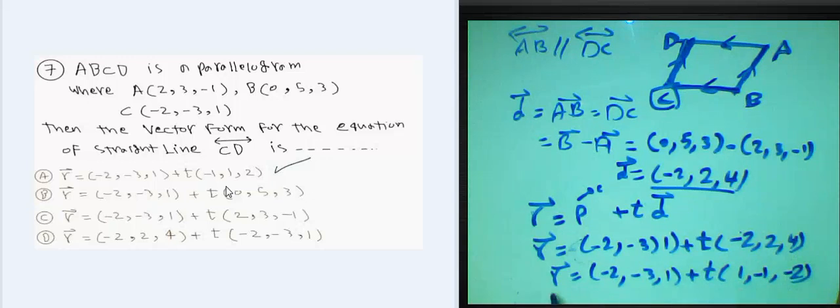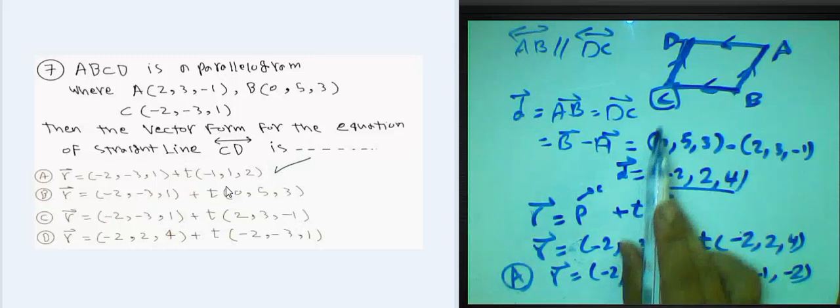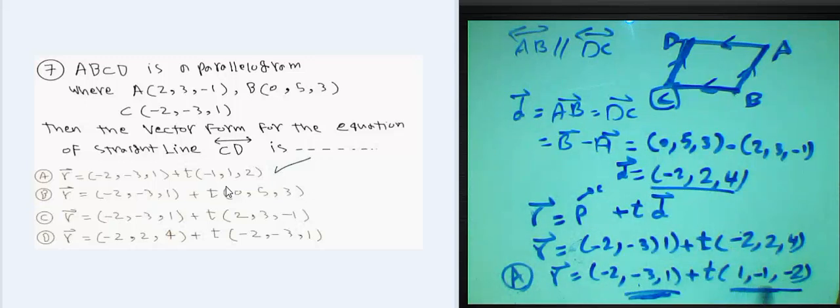Then what will the result be? Choose letter A. Negative 2, negative 3, 1 is the point C, and the direction vector is 1, negative 1 and negative 2. Choose letter A for this example.